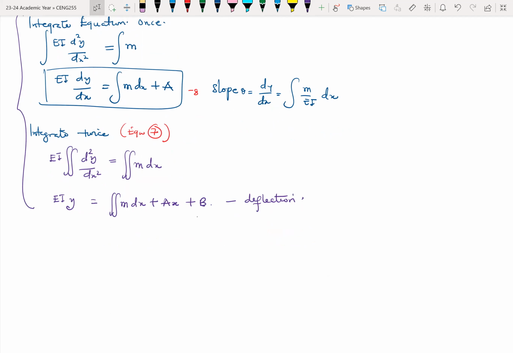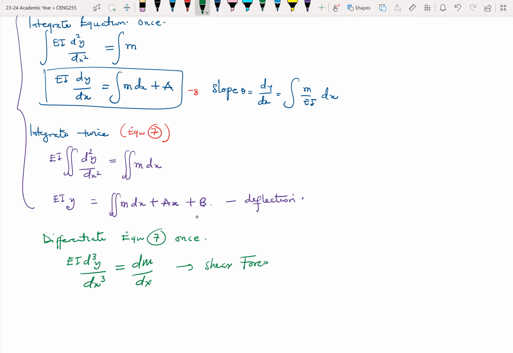Now, instead of integrating, let's differentiate. Okay. So let's differentiate equation 7 once. If we differentiate equation 7, then it becomes EI d cubed y over dx cubed. And this is equal to dM/dx. And dM/dx will give us what? The shear force.